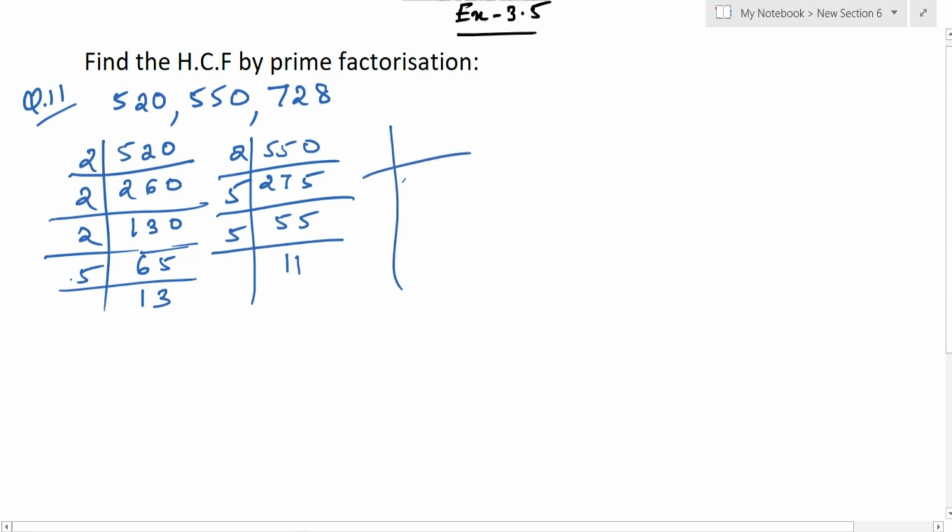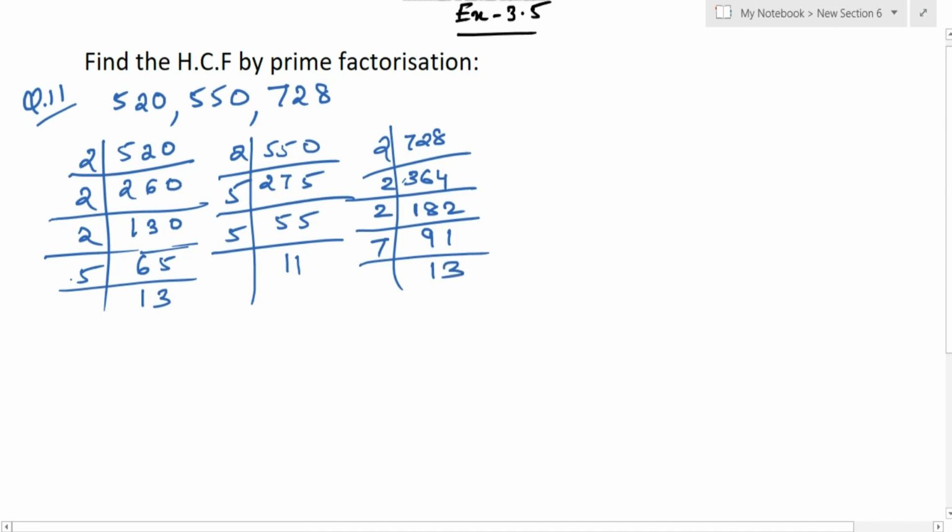Now for 728 again we have 2 3s are 6, carry forward 1, 2 6 are 12, 2 4s are 8. Again 2 1s are 2, carry forward 1, 2 8 are 16, 2 2s are 4. Again 2 9s are 18, 2 1s are 2. Then again 7, it is divisible by 7, 7 1s are 7, carry forward 2, 7 3s are 21.